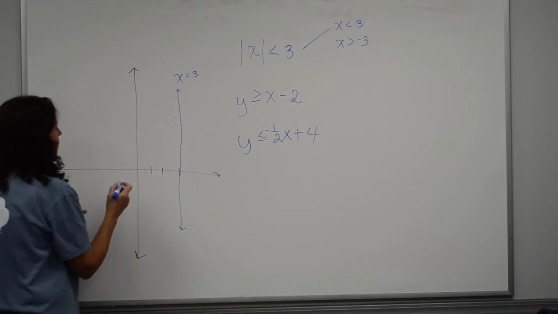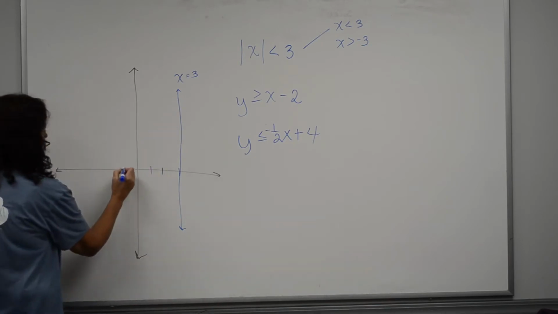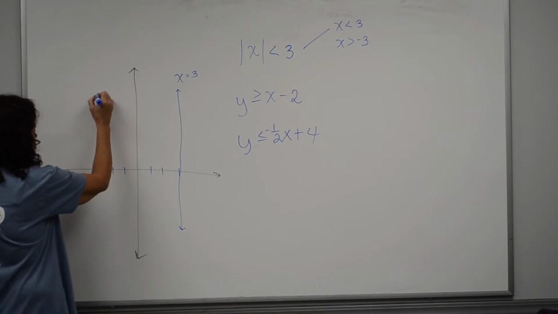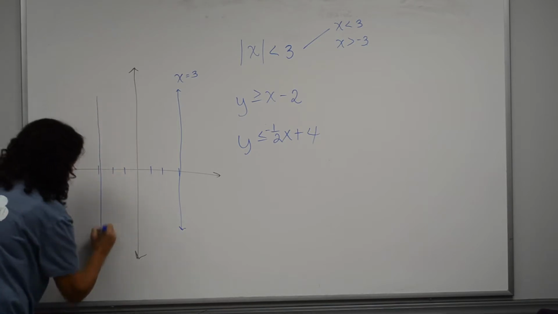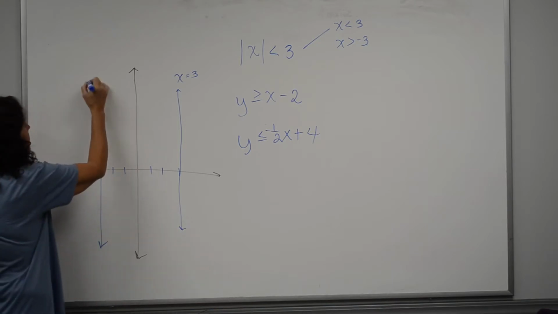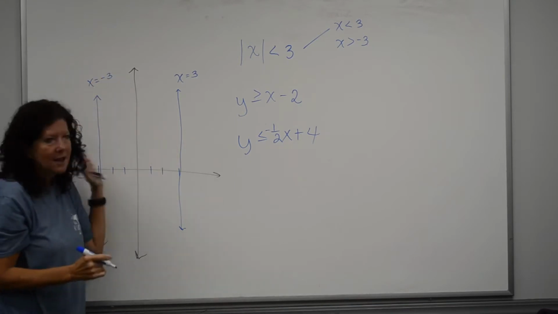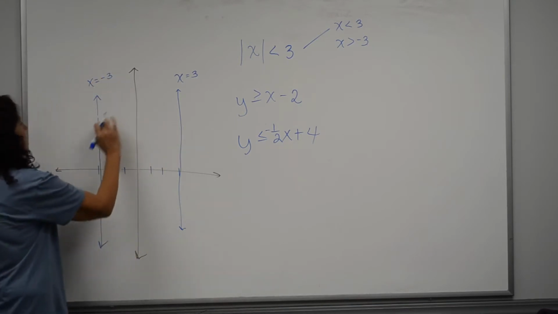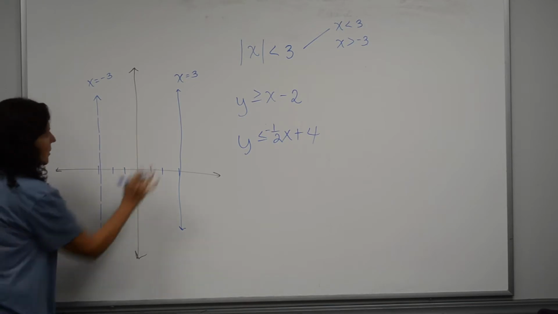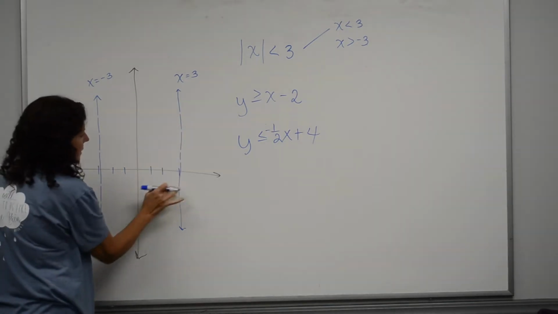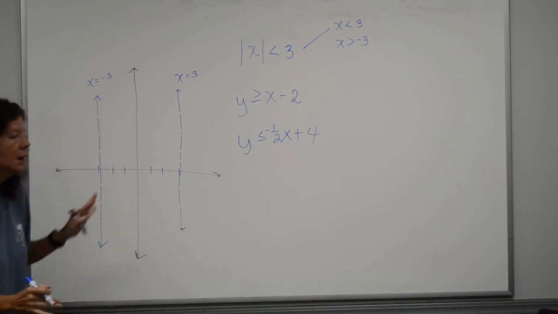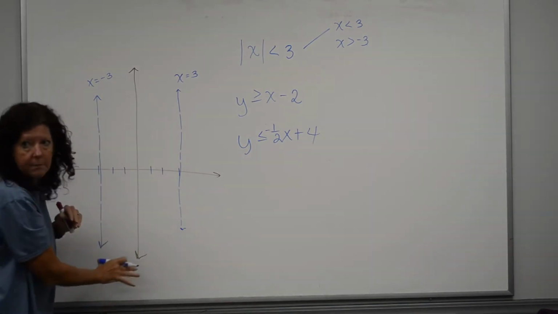Then I'm going to turn around, and since it's very similar, I'll go ahead and do that in the same color. This is x is equal to negative 3, and it's this way. Now, the truth of the matter is, both of those are dotted, but that's not extremely important on this. Okay, so right now we're in the center, okay?